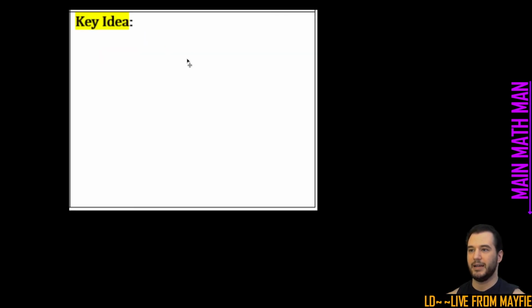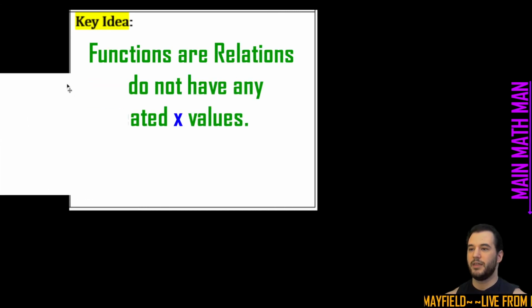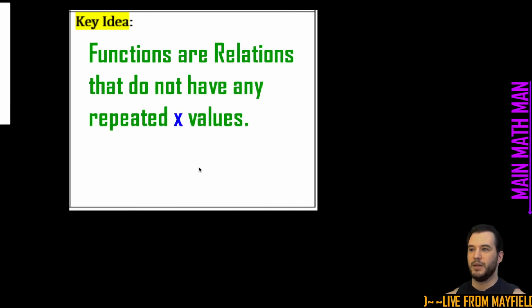Again, that key idea is this. As long as we know functions are relations that do not have any repeated x values, we are good. So again, it's super simple. Always look for those repeated x values. If it has repeated x values, it's only a relation. If it does not have any repeated x values, it is a function.